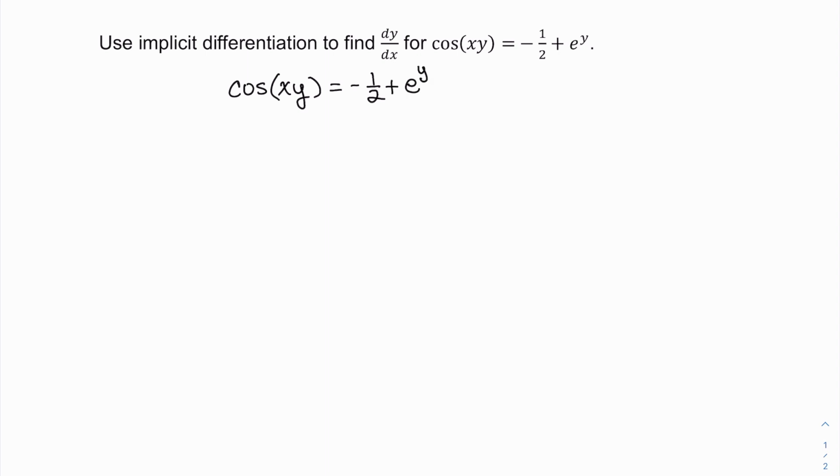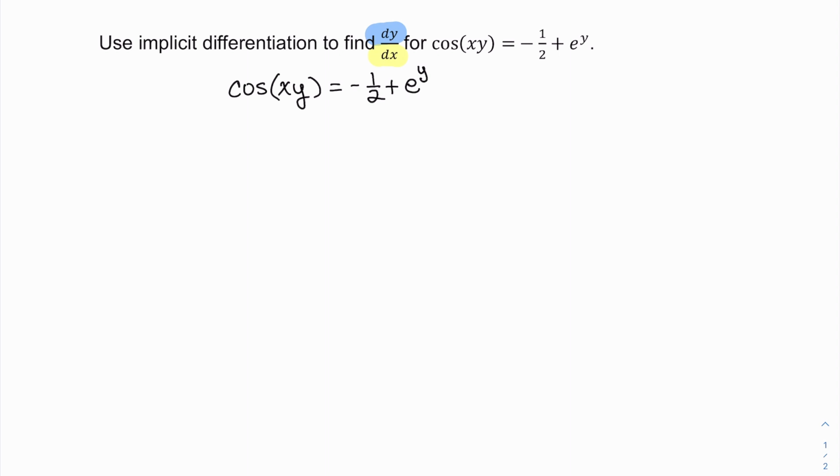Now, when we are using implicit differentiation, it's really important to look at what they're asking you to find. When we are asked to find the derivative, what's in our numerator, dy, tells me that y is the dependent variable, and the denominator tells me the variable x is the independent variable. So it's very important to pay attention to that so that you know the roles that they play.